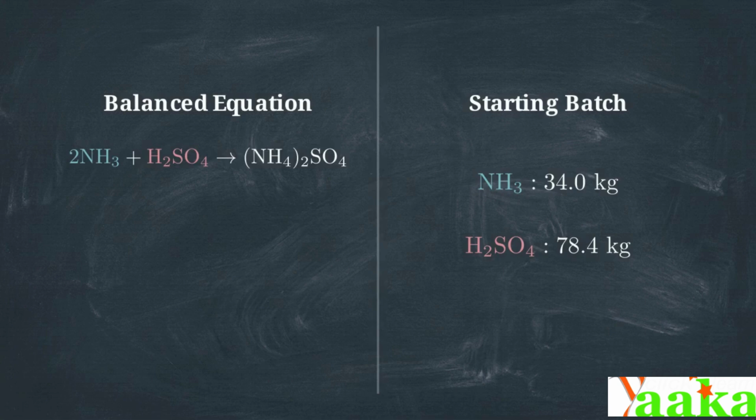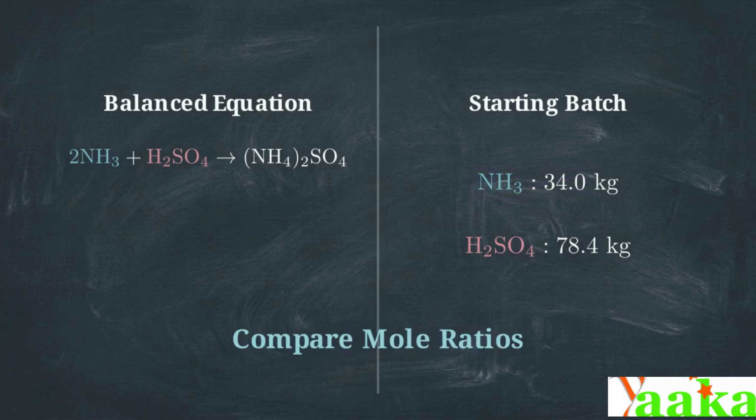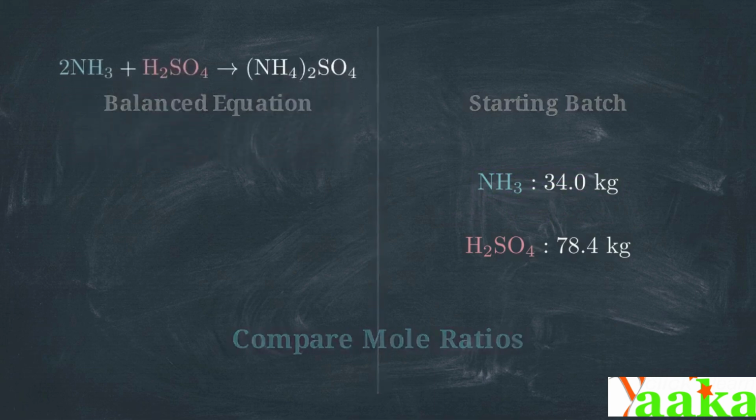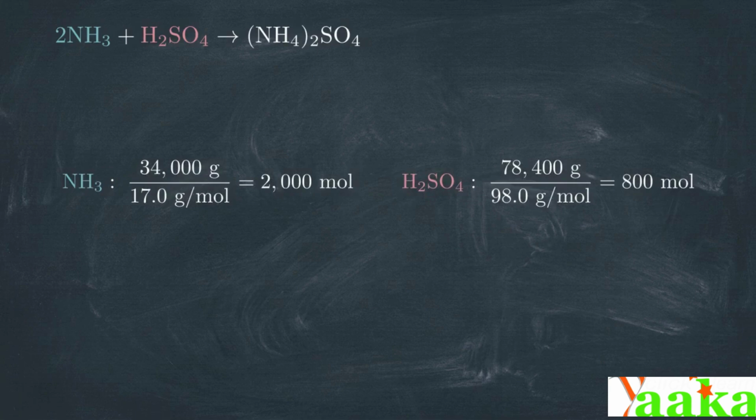On the right, we have a starting batch of 34.0 kilograms of ammonia and 78.4 kilograms of pure sulfuric acid. Pause the video here and determine which chemical is the limiting reactant. A quick warning, do not fall for the trap of simply picking the reactant with the lowest starting mass. You have to compare mole ratios.